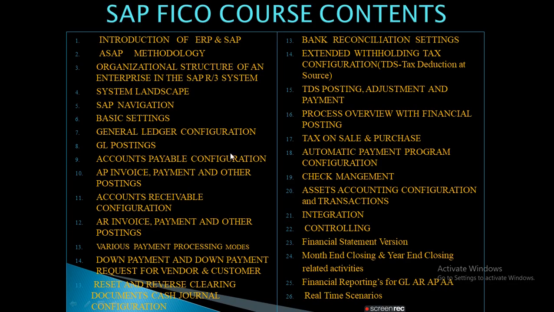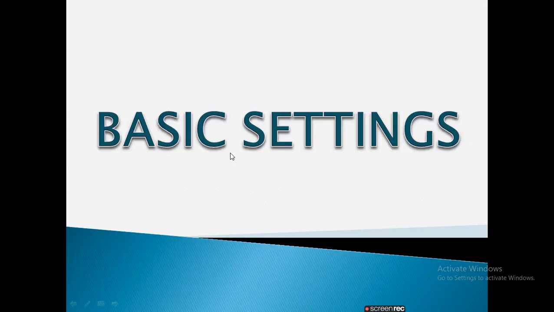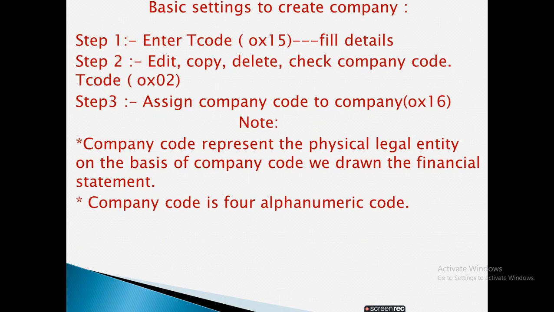Friends, today we will learn about some basic settings related to creating a company code. Step 1: enter T code OX15 and fill in the details. Now we will do a practical on the SAP screen to create a company.